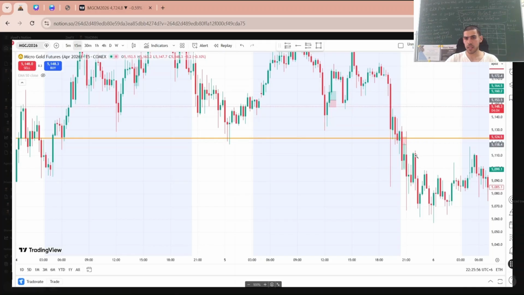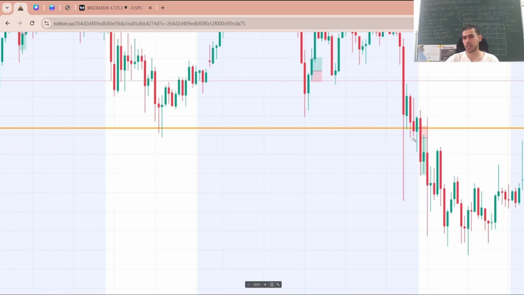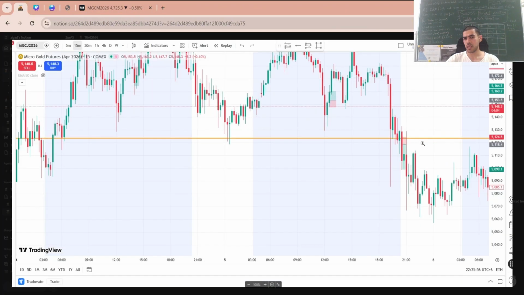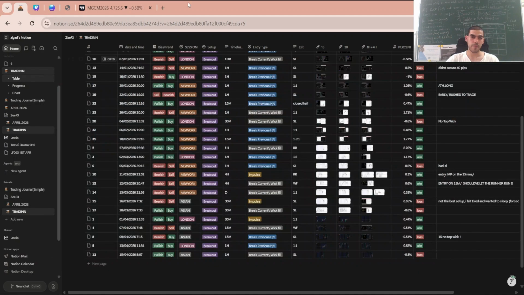Here you can see that this is a little bit of an unclear setup. It looks like a breakout where this red candle closed, then this one closed back in. You see how choppy it is, which is not good to take.